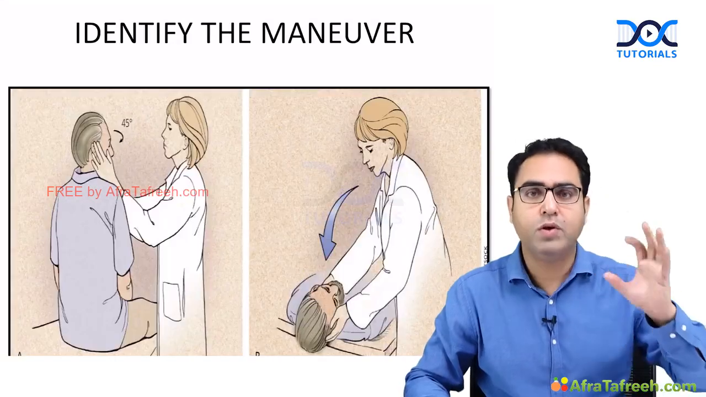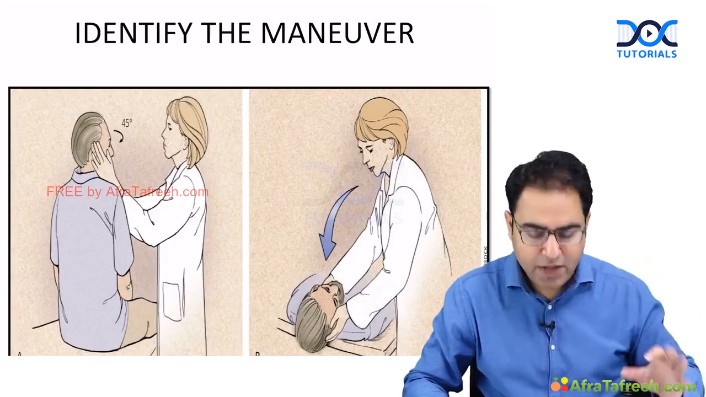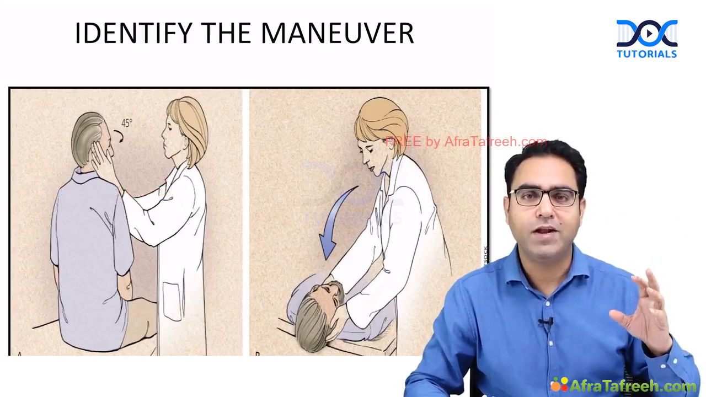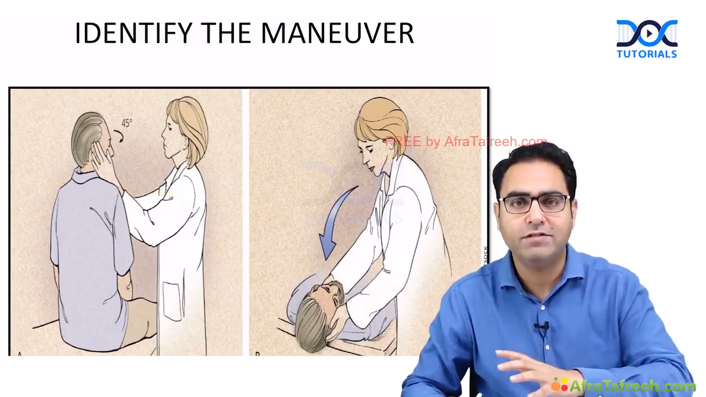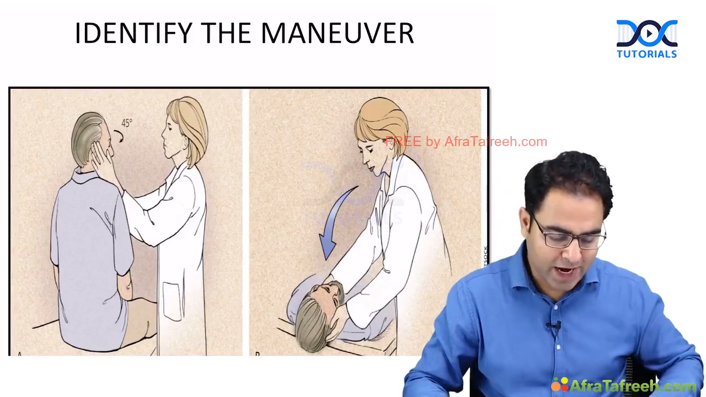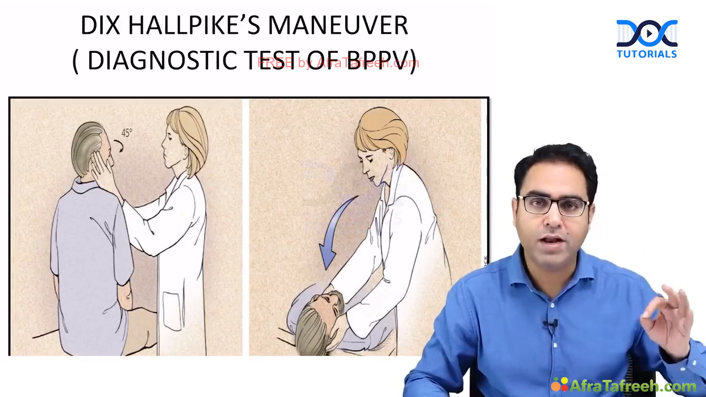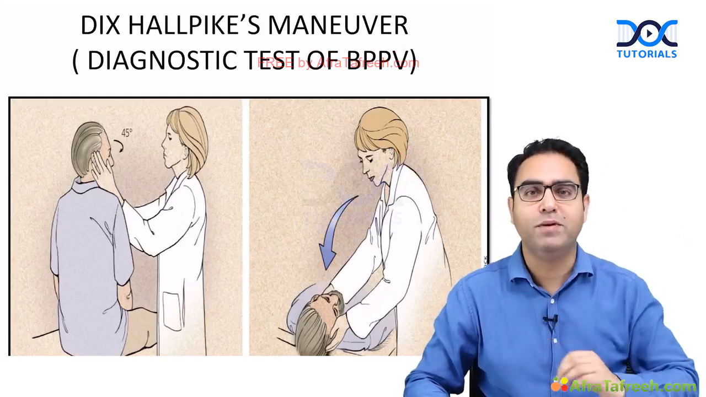Now, just a quick visual question. Identify this maneuver, beta. Can you tell me? Is it Dix-Hallpike, Semont, or Epley? Yes, 2 positions, beta. Correct. This is Dix-Hallpike maneuver, which is the diagnostic test of BPPV.